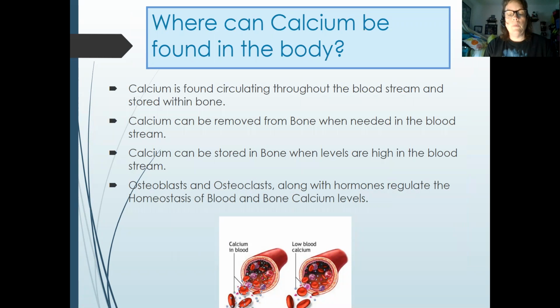It can be removed from bone when needed and put into the bloodstream, and then it can be stored in bone when you have higher levels in the blood and you don't need that much. Okay, so it can be put back into bone. You have those osteoblasts. Remember we said those are the bone building cells, and you have osteoclasts, which are the cells that break bone down to release calcium. Those two together, along with some hormones, help regulate the homeostasis between the calcium found in your blood and the calcium found in your bone.